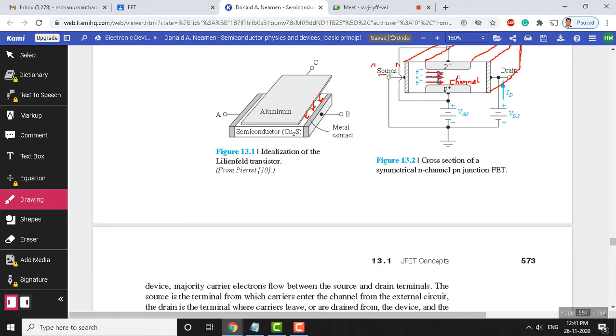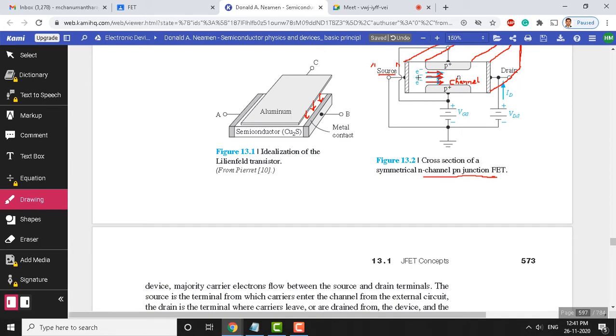The word itself conveys meaning. Source means it is a source of electrons in case of an n channel device. In case of a p channel device, it is a source of holes. So, it depends on the type of channel we are going to consider. So, this is going to be the n channel p-n junction field effect transistor.